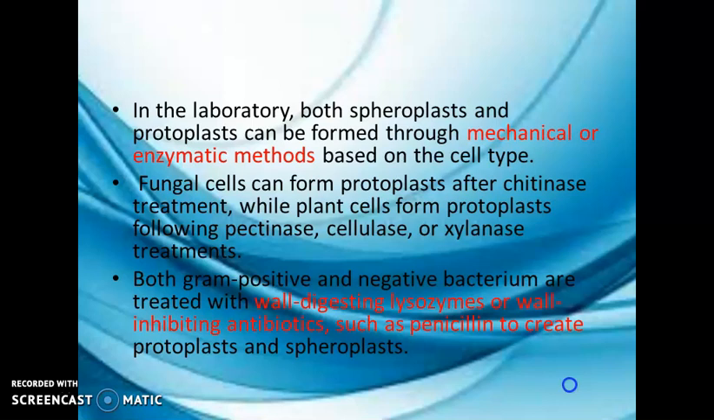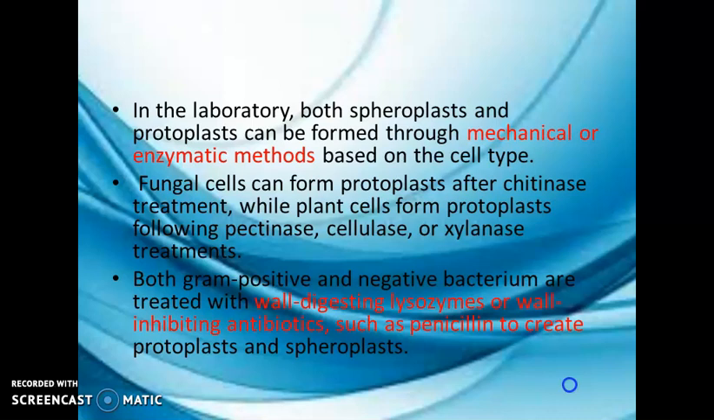The fungal cells can also form protoplast after chitinase treatment. Chitin is an outer covering of the fungus, and if we remove this chitin layer using the enzyme chitinase, similar structures are formed like protoplast and sphaeroplast within the fungi. The plant cells also form protoplast using enzyme treatment such as pectinase for the removal of the outer layer pectin, cellulase, and xylanase treatments.